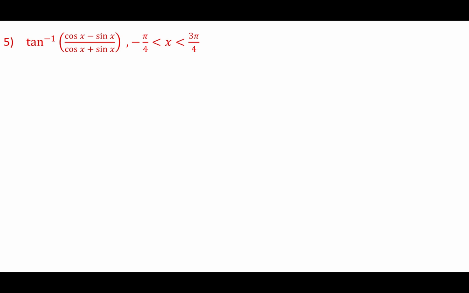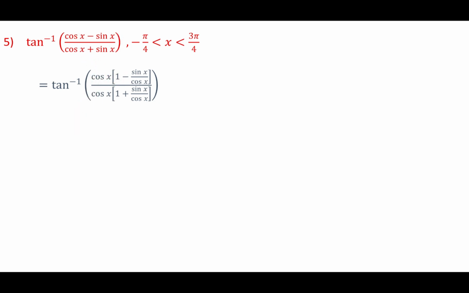That's all. Question 5. Tan inverse of cos x minus sin x over cos x plus sin x. Here tan inverse is given, so I must make this part tan x or tan x by 2 something, so that tan inverse and tan will get cancelled. At first I took cosine x as common from the numerator as well as the denominator. It will be like this. Check, I took cosine x common, so 1 minus sine over cosine, and 1 plus sine over cosine. If you multiply cosine, it will be like this.